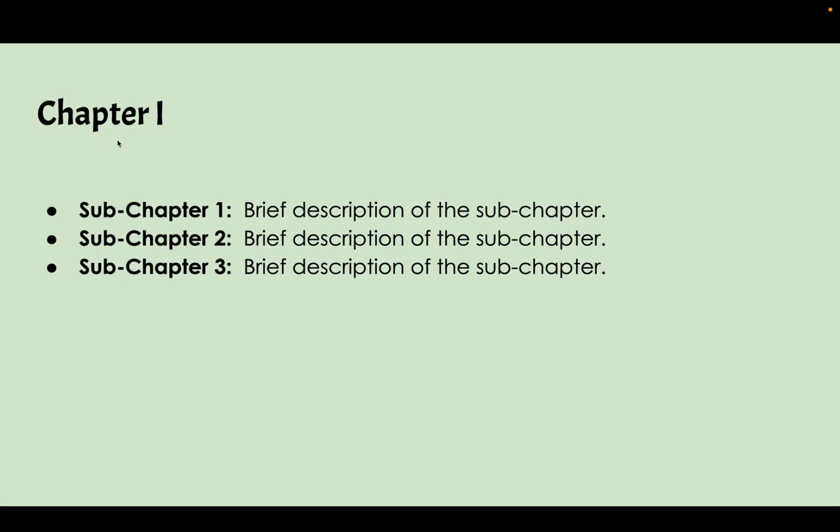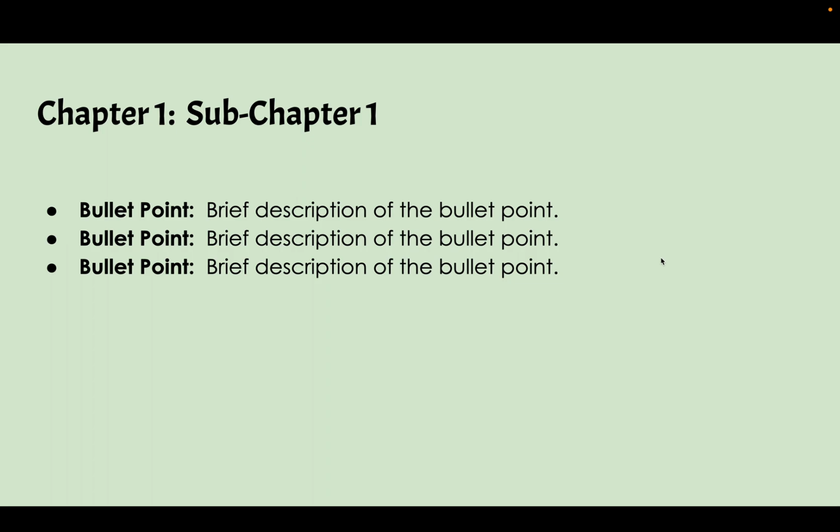All right, so chapter 1. Here are sub-chapters for chapter 1, sub-chapter 1, sub-chapter 2, sub-chapter 3 with your brief descriptions. And then guess what? We're going to go into chapter 1, sub-chapter 1. And here are all your bullet points for it. And you can do whatever you want for those. Then sub-chapter 2, all of your bullet points. Sub-chapter 3, all of your bullet points.